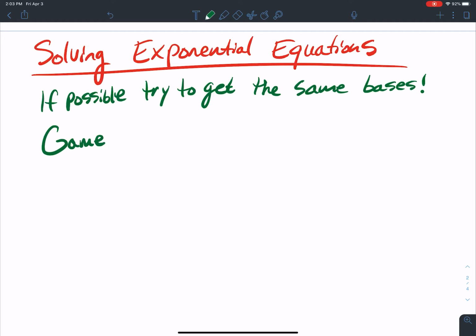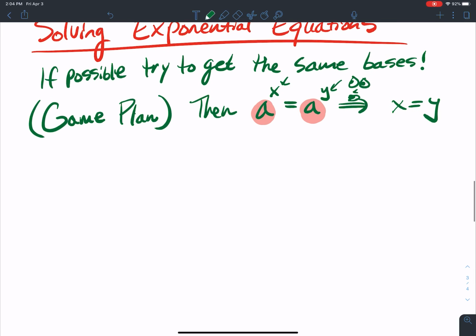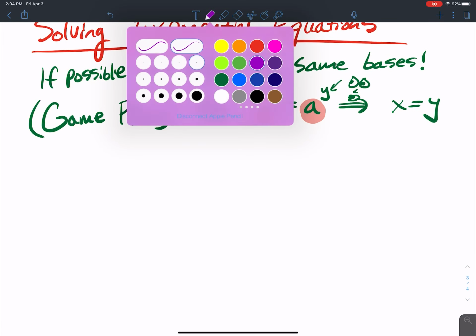Our game plan on how to solve exponential equations is, once we get the same base, then what do we have? We have a to the x equals a to some y, okay? And once we know that they're the same base, all we have to do is look at the exponents and set them equal. Then I set x equal to y. We can do this because a to the x is 1 to 1. It's a 1 to 1 function.